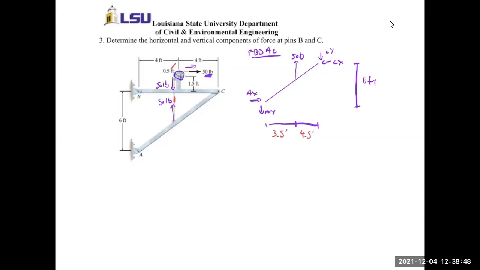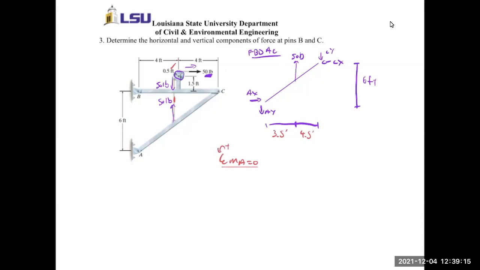Okay. All right. So for this kind of problem, since there are 4 unknowns, the most we can do at this point is take a moment so that we can at least cancel out 2 of the unknowns. Okay, so let's do the summation of the moment about point A. You can do it either about point A or point B, it doesn't matter. You get the same answer. So I'll do it at point A.